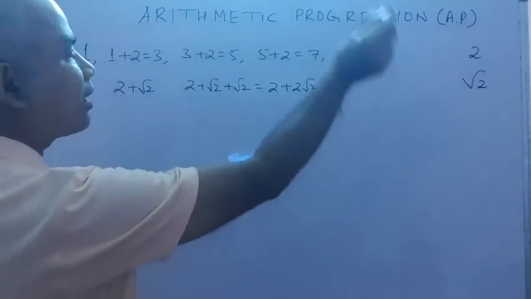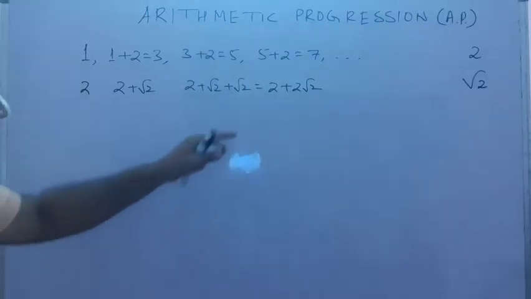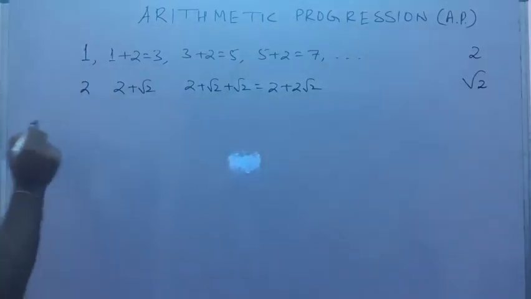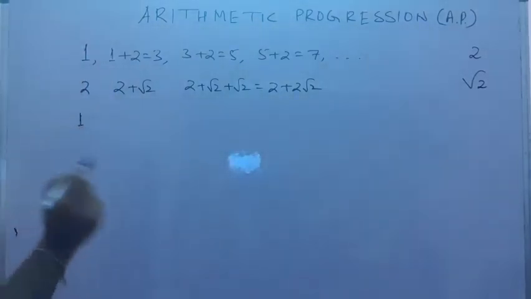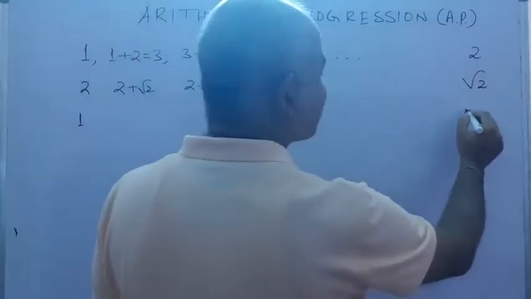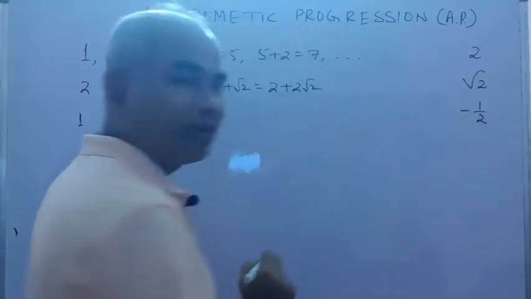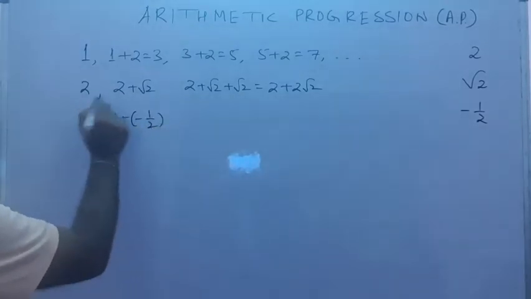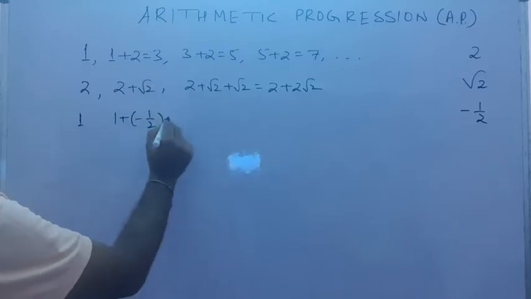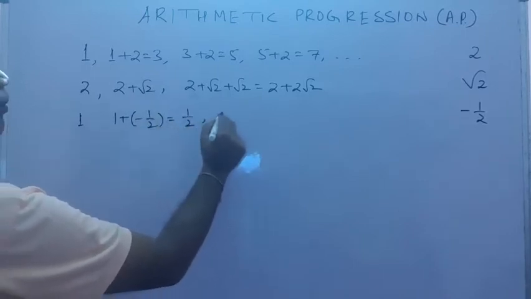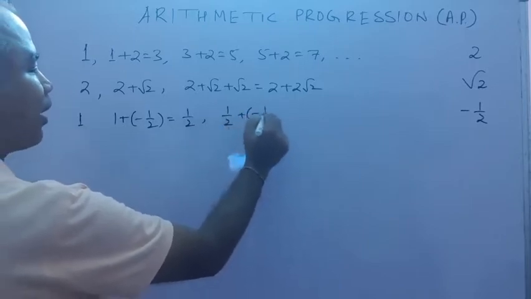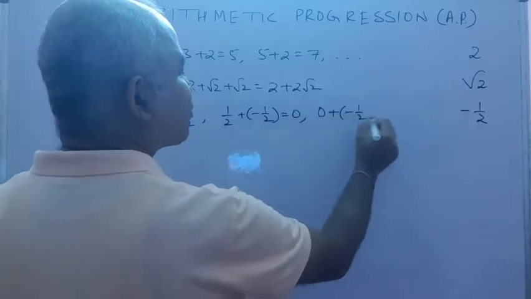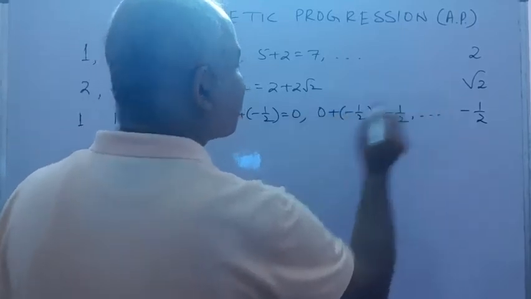In this way, with every number I add root over 2 and I get the next number, like that. Suppose I start with a number, say 1. This time suppose I want to add a constant, say minus 1 by 2. So my next number will be what? 1 plus minus 1 by 2, that is 1 by 2. What will be my next number? 1 by 2 plus minus 1 by 2, that is 0. What will be my next number? 0 plus minus 1 by 2, that is minus 1 by 2, and so on.